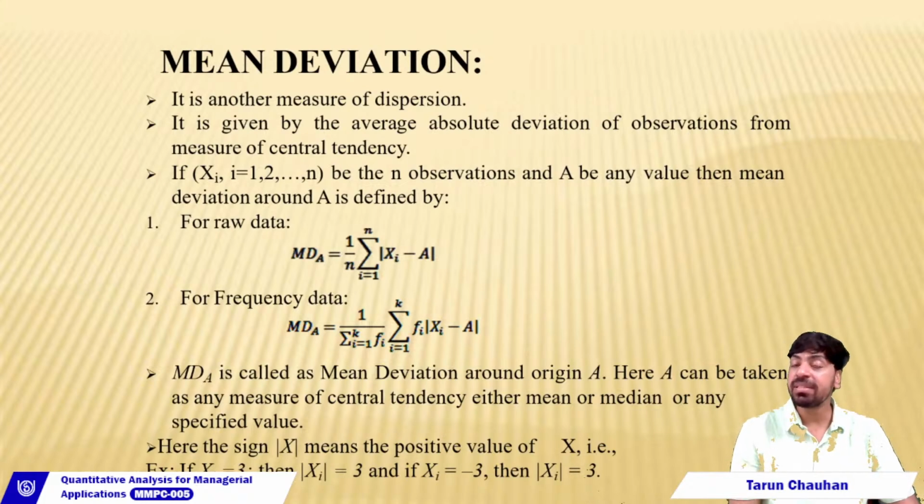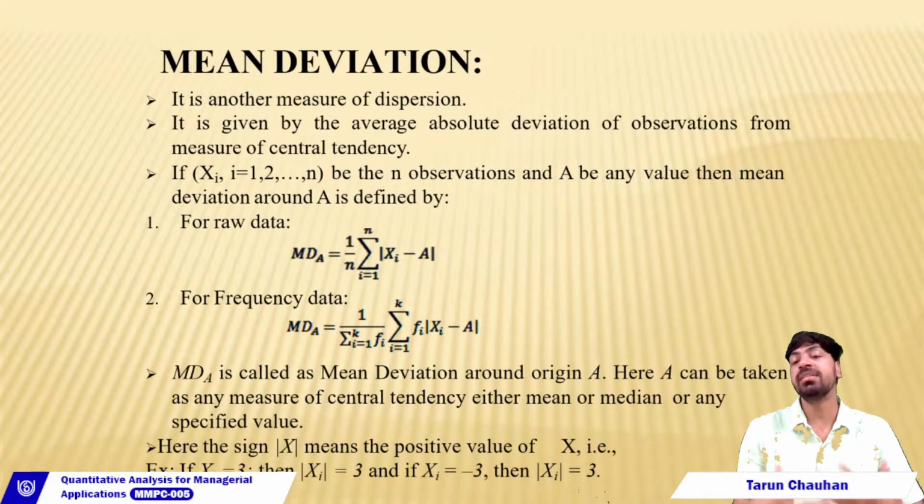In case of frequency data, in the discrete, the frequency is always given, so you use this formula. In case of continuous, this is the formula that a particular learner has to use: sigma f modulus x minus A by n. MD is the symbol of the mean deviation, which always begins from the origin A. A can be taken as any measure of central tendency, the mean or median, or any specified value.